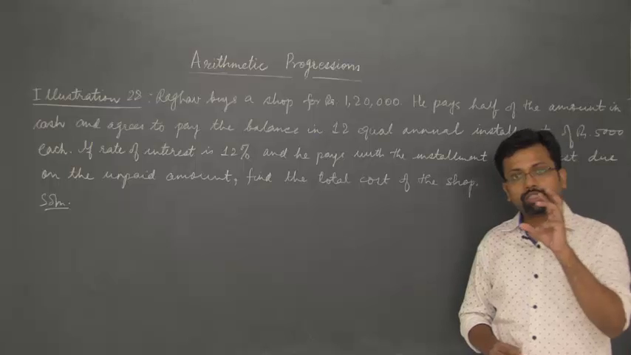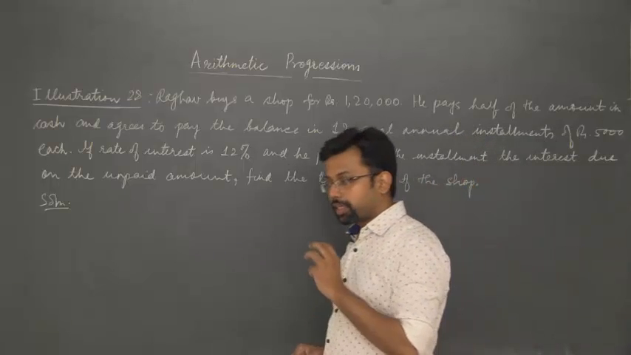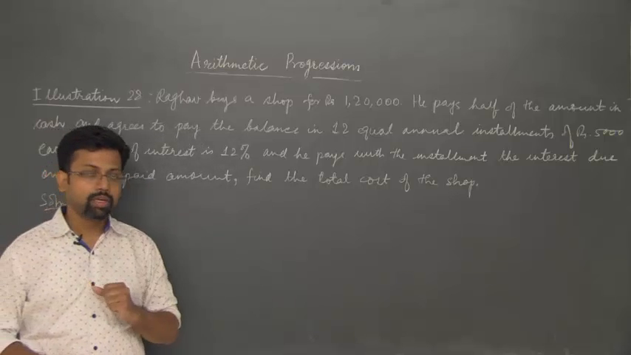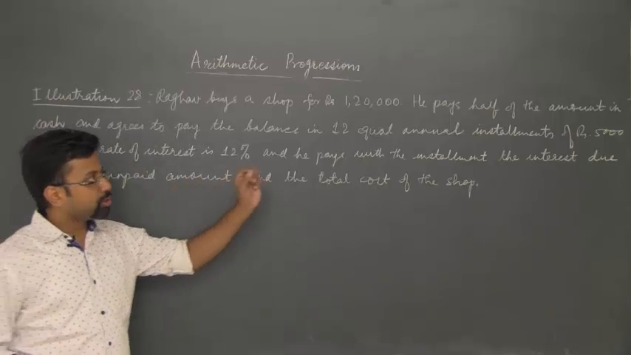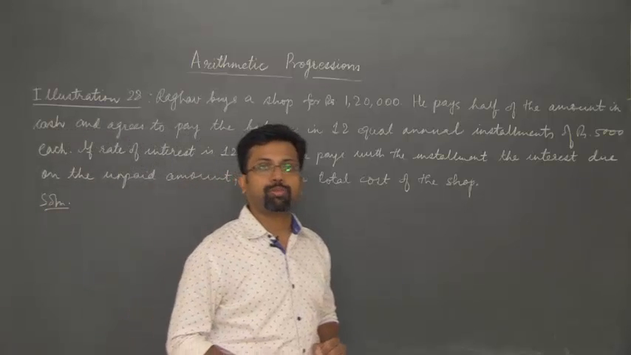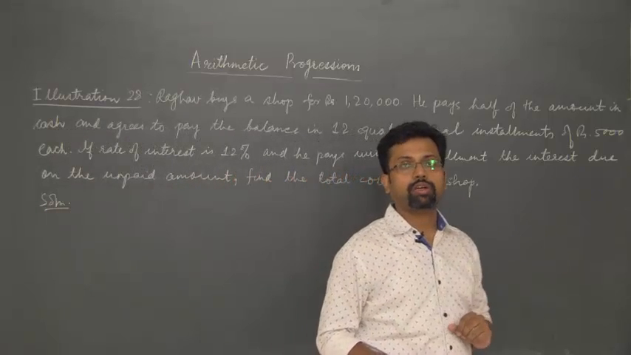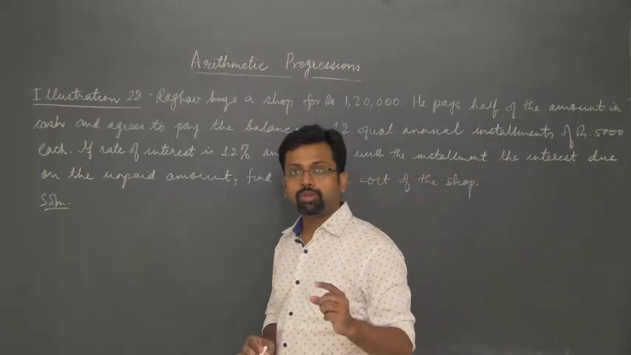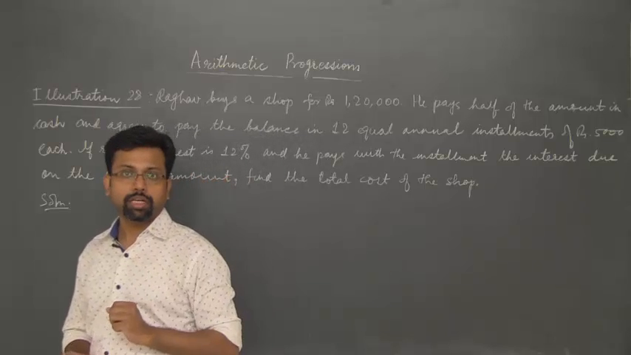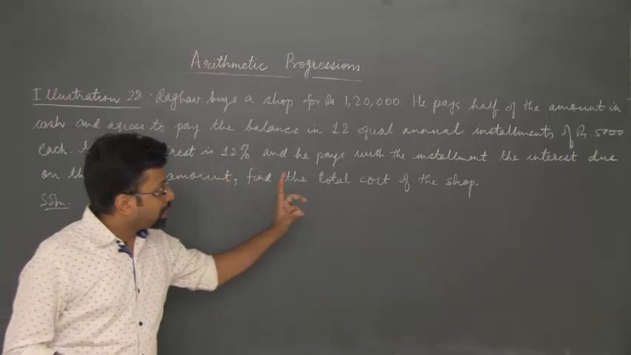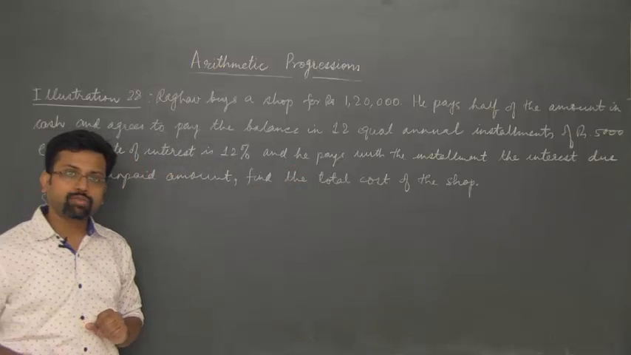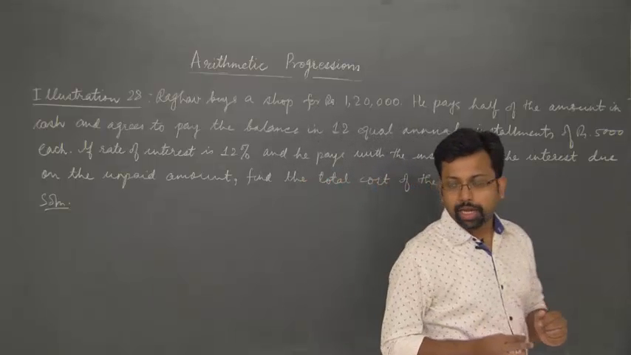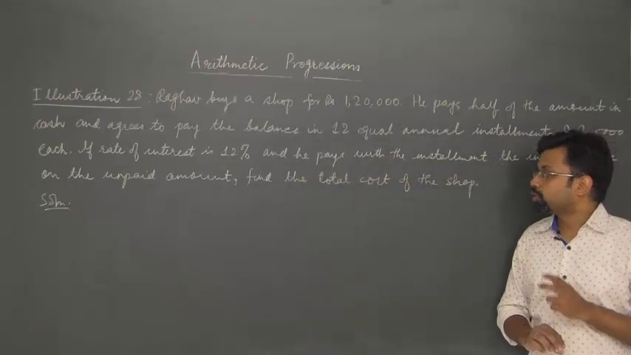But the 60,000 rupees that he didn't pay upfront, he'll have to pay interest on to the seller. So each year, in addition to the 5,000 rupee installment that he has to pay to cover the cost of the shop, he also has to pay the interest on the amount that has not been paid to the seller. So he pays the 5,000 rupee installment as well as the interest that is due on the unpaid amount so far. And we have to calculate the total cost of the shop.